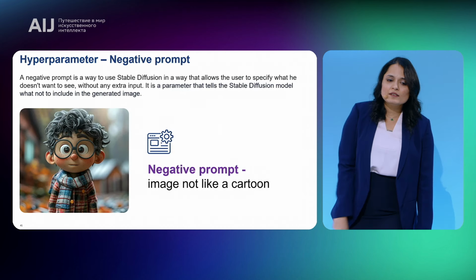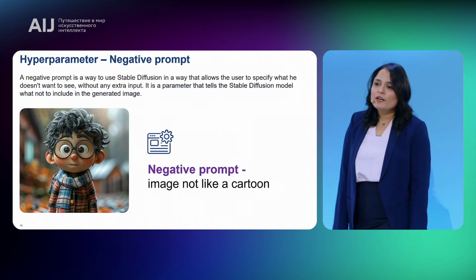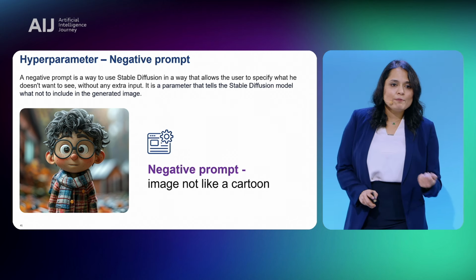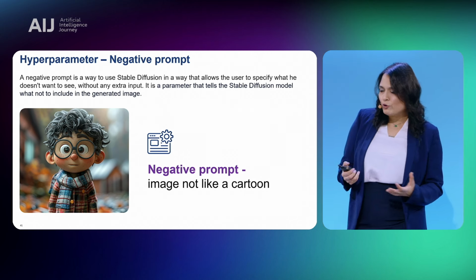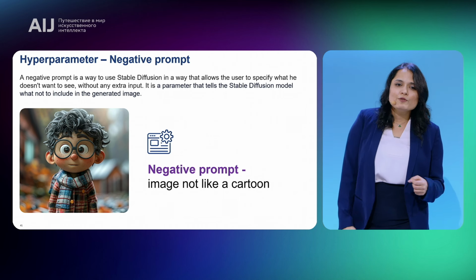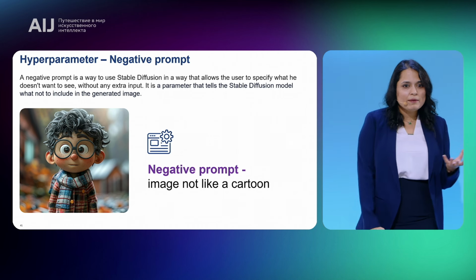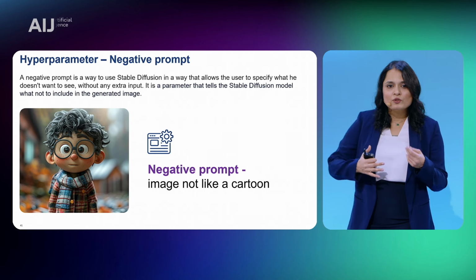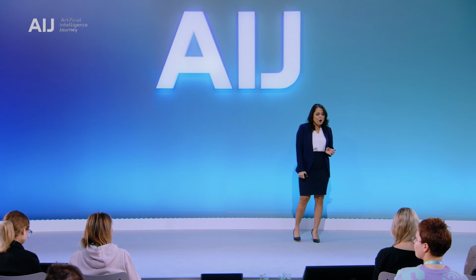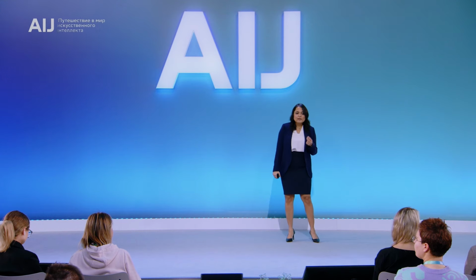And the last hyperparameter is your negative prompt, which basically tells the model what it should not do. A lot of the time, if you try to generate images using the applications which are available on the internet, you will see that they generate images in the form of cartoons, which don't look realistic. So you can specify in your prompt that you don't want an image which looks like a cartoon. In that scenario, you will ensure that you have an image which looks real.